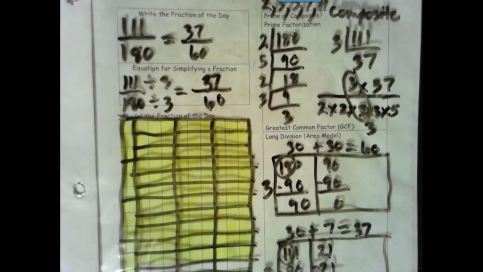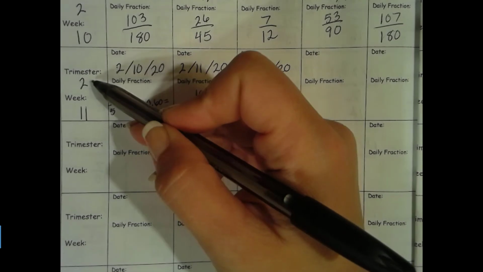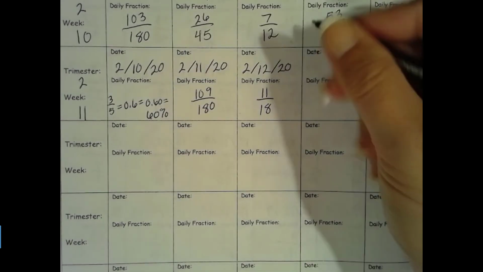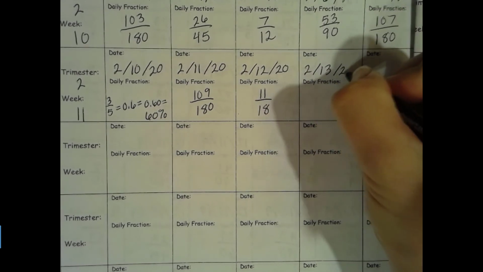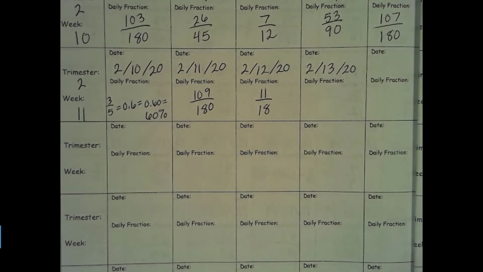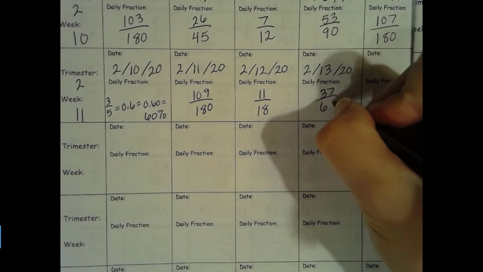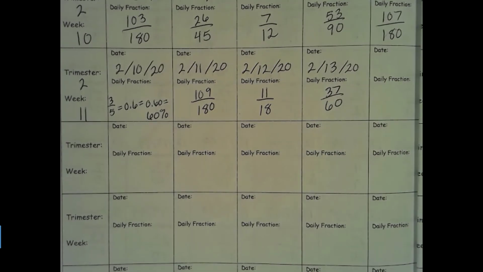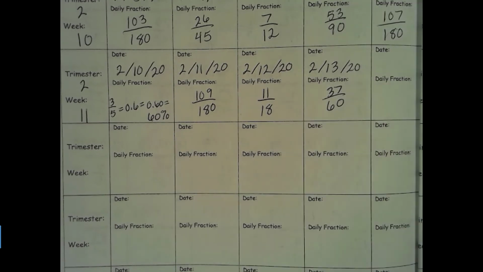All right, now let's go ahead and fill in our data collection page. Okay, we are in trimester 2, week 11. Today's date is 2/13/2020. And our fraction for today is 37/60ths. Okay, so we did groups of 3. Let's go ahead and get out our number line.